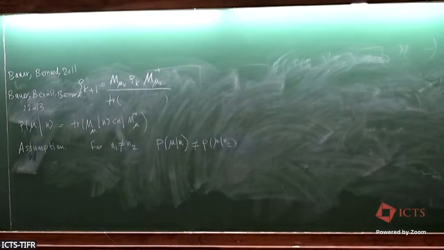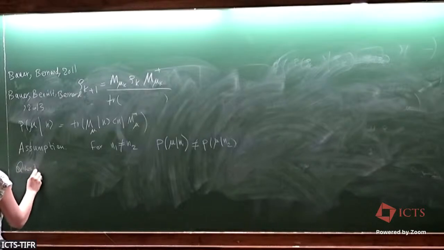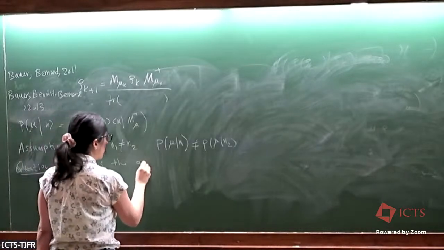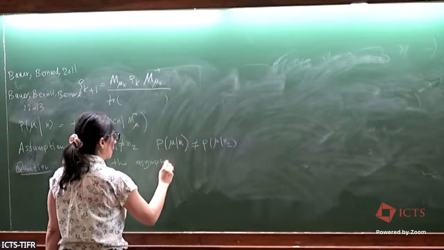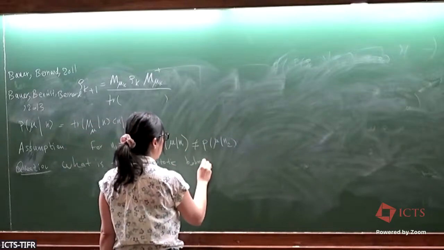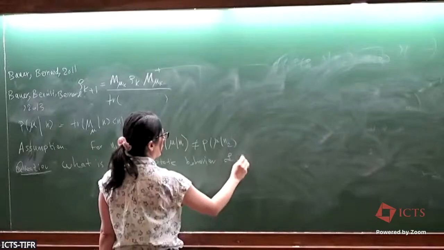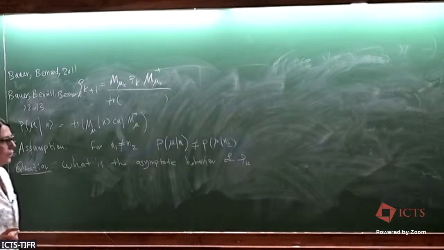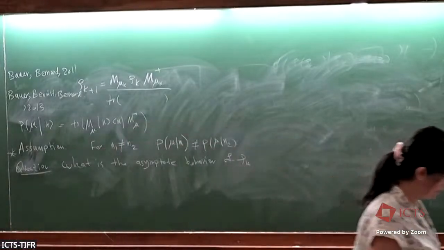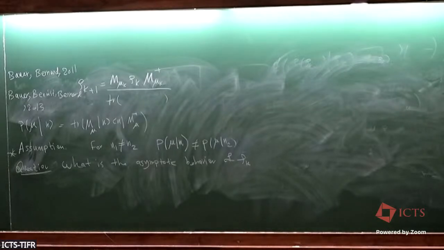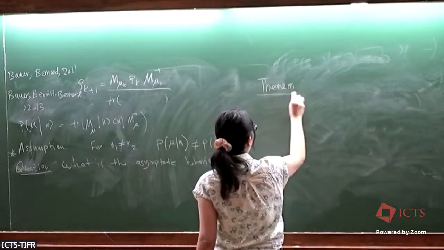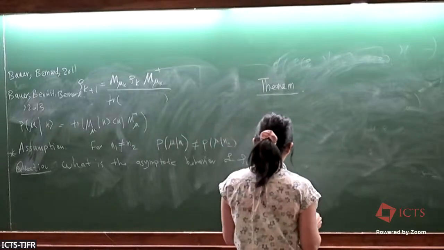So now the question is, what is the asymptotic behavior of rho k, supposing this assumption? This is the identifiability assumption of your measurement result. For this there's a theorem that you can look up. But here I will just announce the theorem and give the ideas of how they prove this.